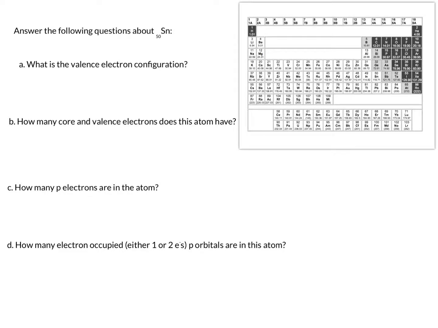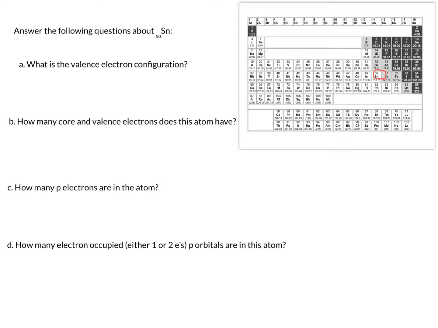This question is about the neutral tin atom, which is located right as element 50 on the periodic table. The first question asks, what is the valence electron configuration?